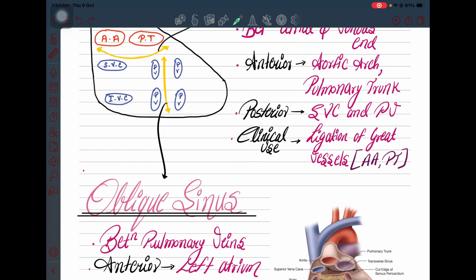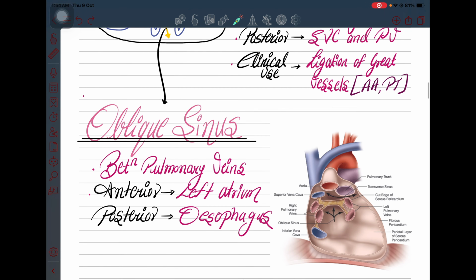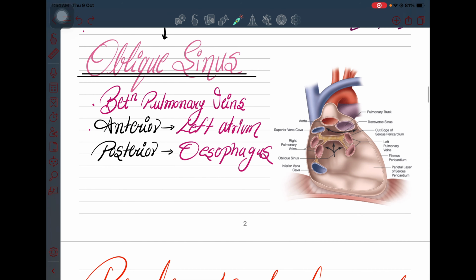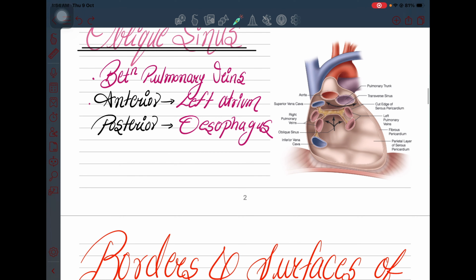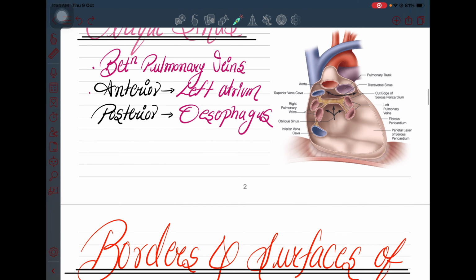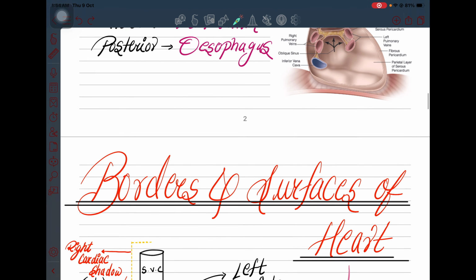Its clinical use is that it helps in the ligation of the great vessels, which are the aortic arch and pulmonary trunk. The second sinus we have is the oblique sinus. The oblique sinus is located between the pulmonary veins. Anteriorly, it consists of the left atrium, and posteriorly, it consists of the esophagus.